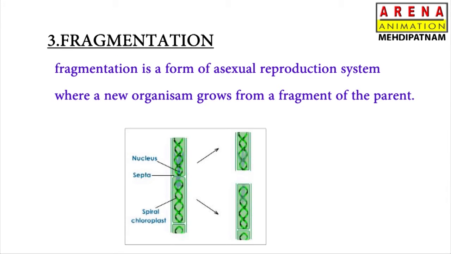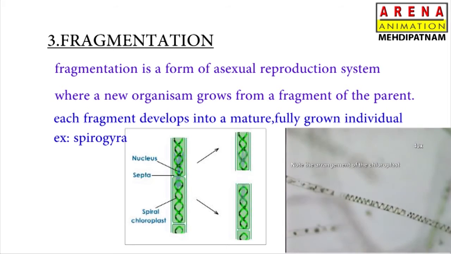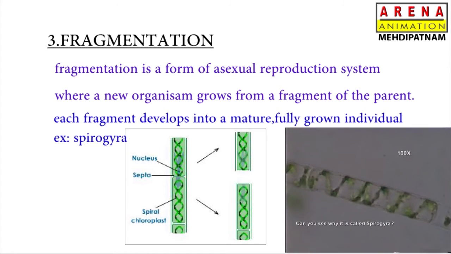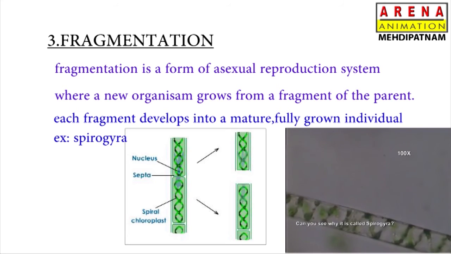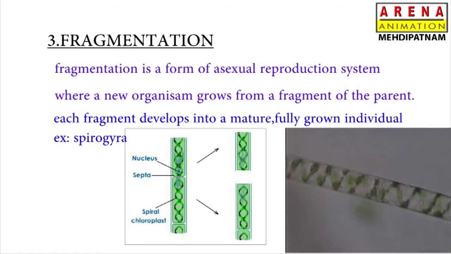Fragmentation is a form of asexual reproduction where a new organism grows from a fragment of the parent. Each fragment develops into a mature, fully grown individual. Example: spirogyra. Spirogyra divides into two new parts, and each of these parts regenerates into fully matured organisms.